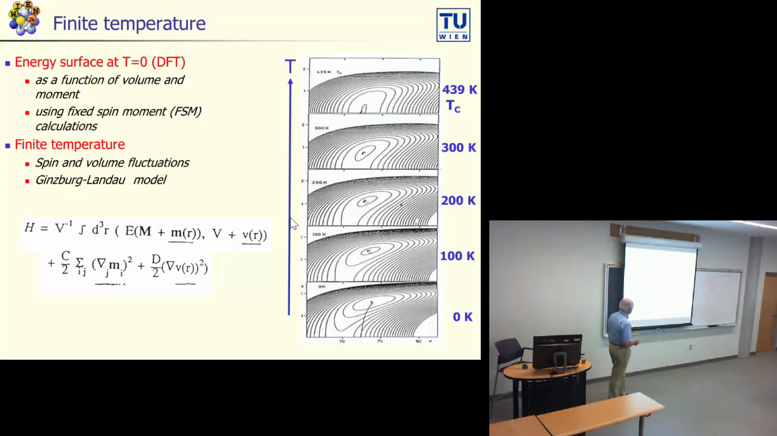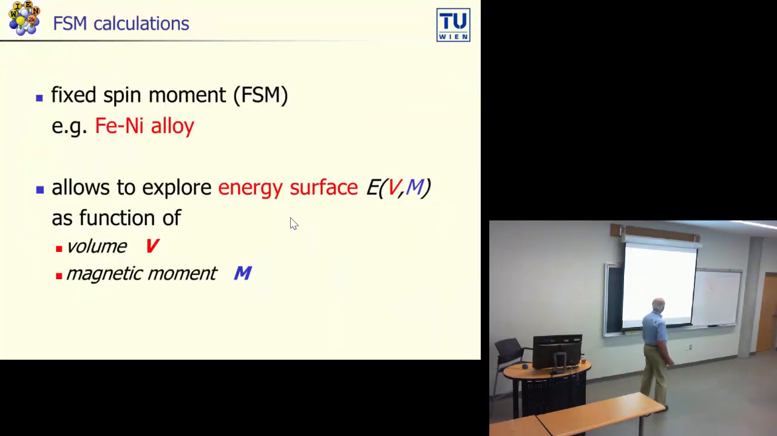And if you see, you slowly follow this curve here at 100, 200, 300 Kelvin, and at the Curie temperature, the magnetism disappears. So you need this surface. So how can you compute the surface, which means the energy as a function of volume and magnetic moment? And this brings me to this concept which is implemented in WIEN2k, which is the fixed spin moment method. And that is something one should briefly understand.